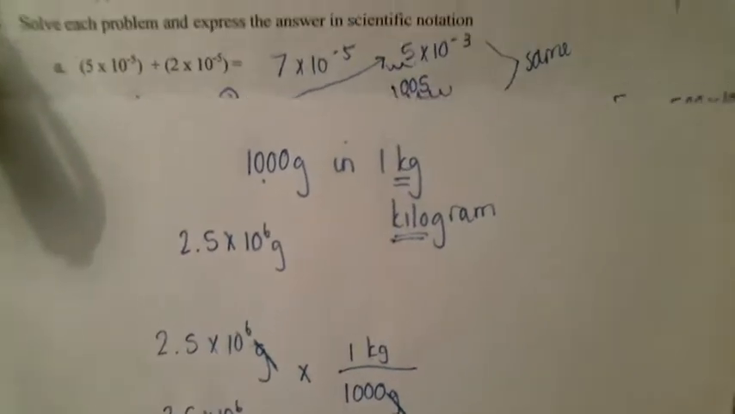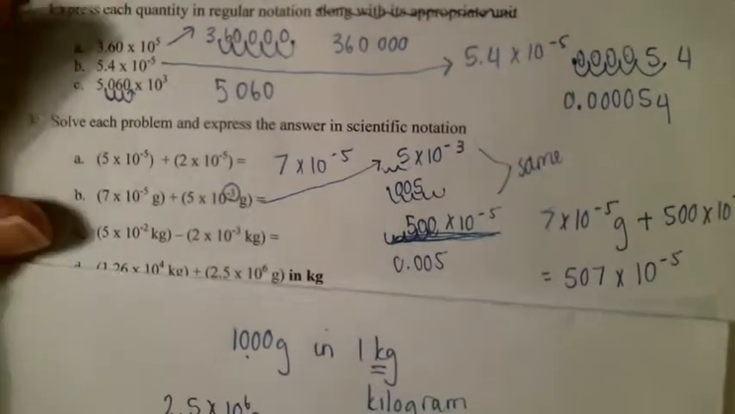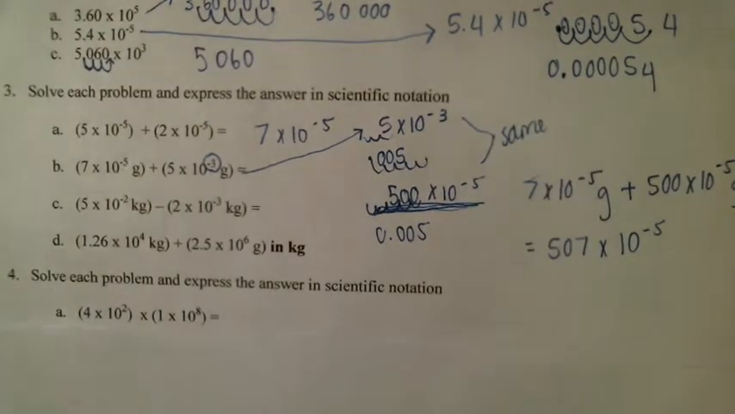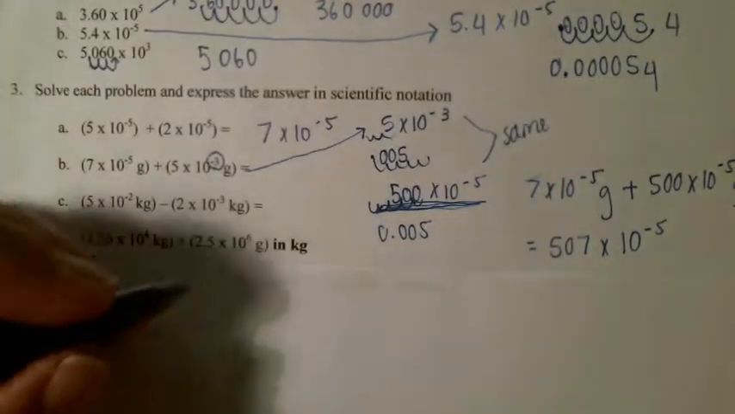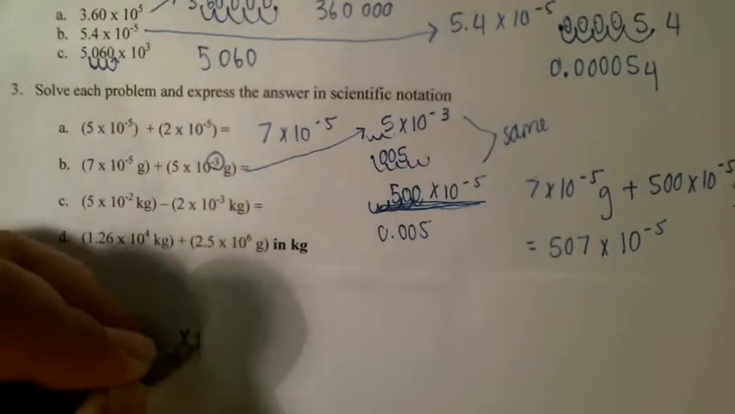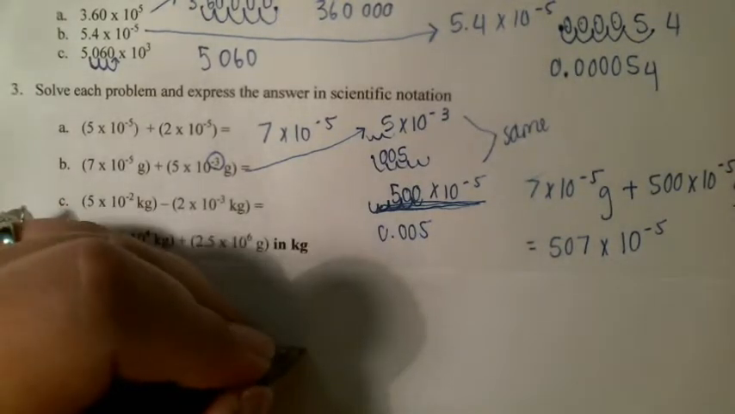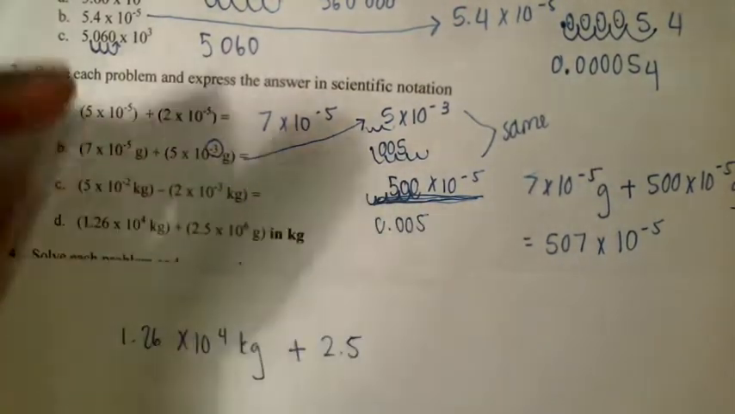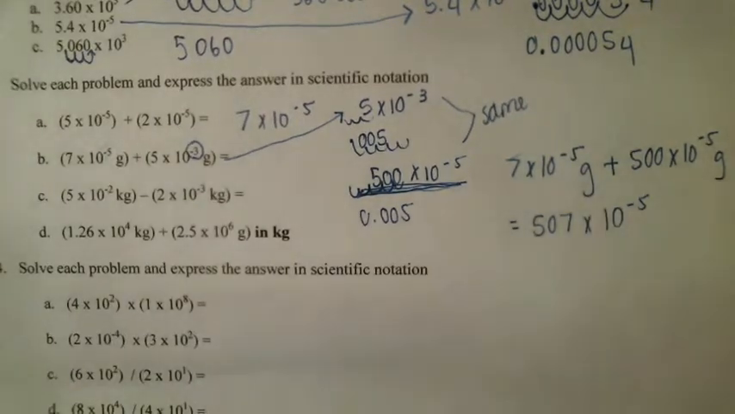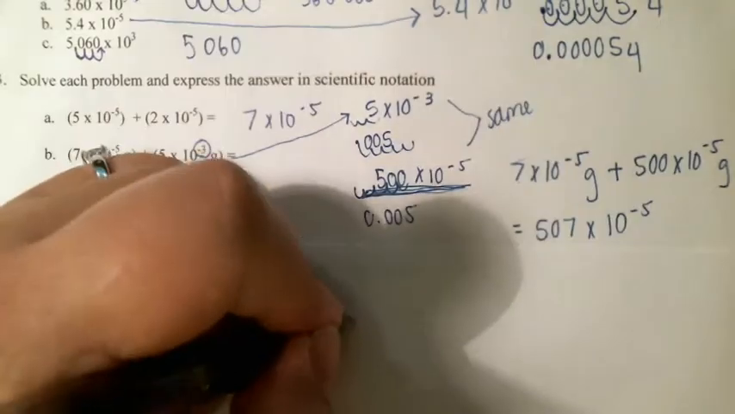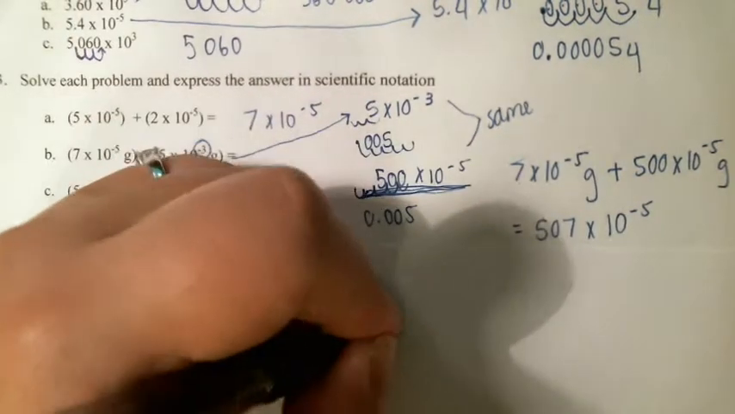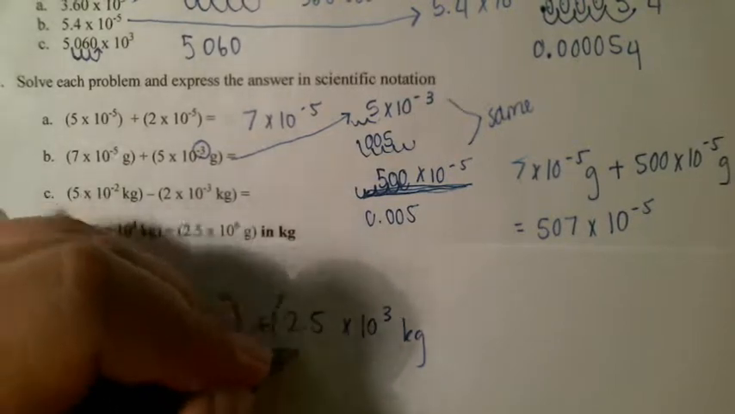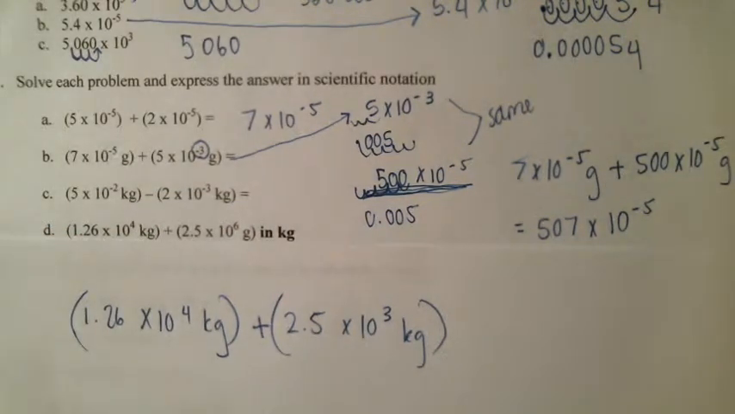So if we look back at our problem 3D, you have 1.26 times 10 to the fourth kilograms plus 2.5 times 10 to the third kilograms. This just becomes a simple addition problem.